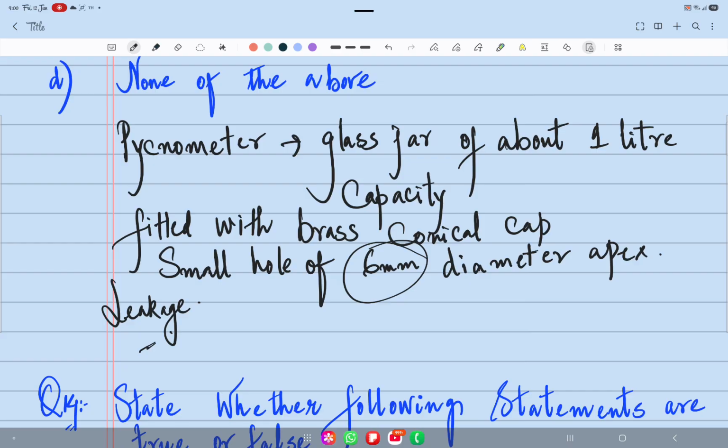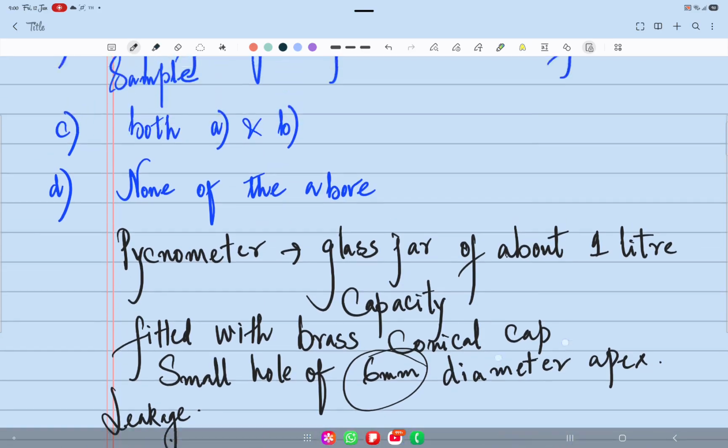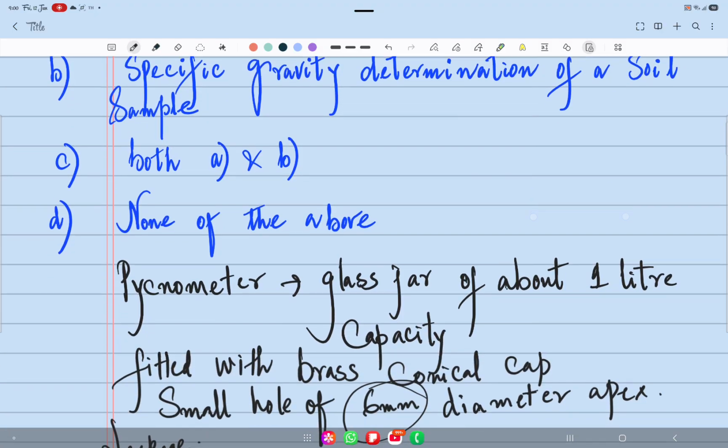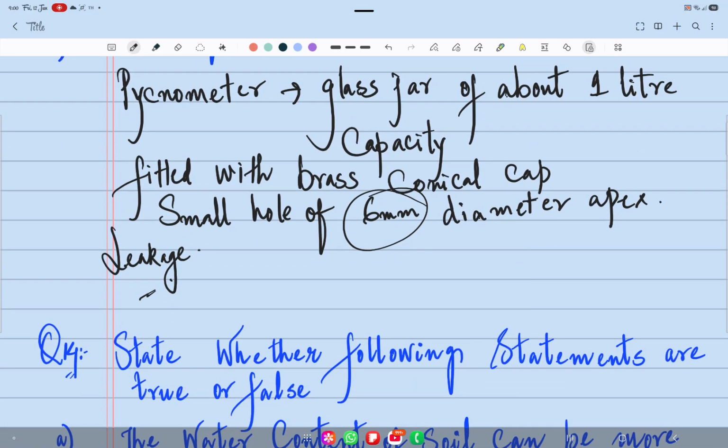This pycnometer is used to determine both specific gravity as well as the water content for a given soil sample. But one thing must be noted, that when we use the pycnometer to measure the water content, it can only be used if the specific gravity of soil solid particles is known to us.